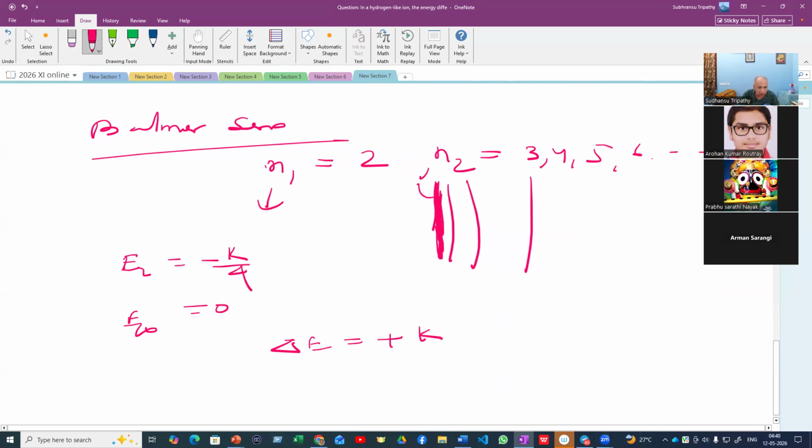Did you do it this way? Yes, sir. Which is hc by lambda. So here lambda will give you the shortest wavelength, which he found to be 3,900. How much did you get?